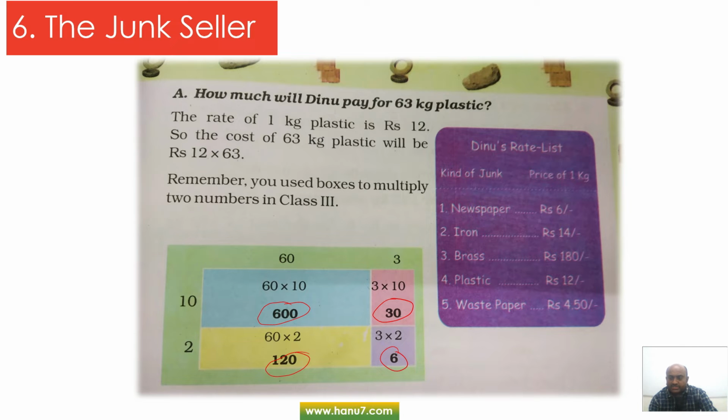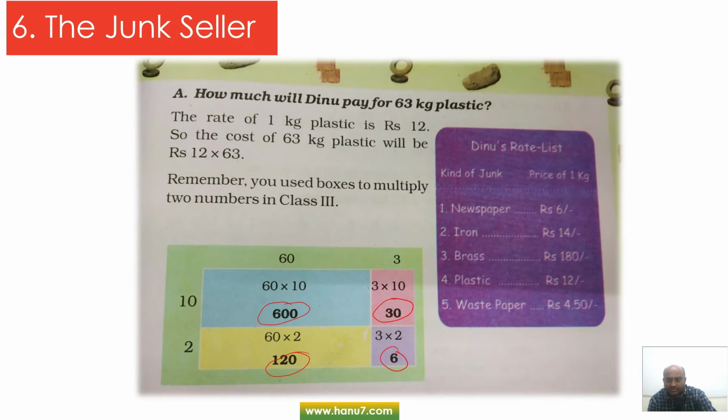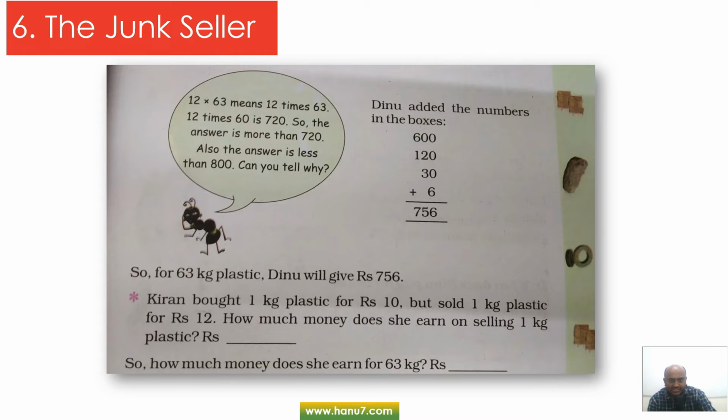And keep a note of this rate list. We will be moving slide by slide, so you may need to know the brass rate, the plastic rate, like that. So this is what I told you, 600 plus 120 plus 30 plus 6, it will become 756.